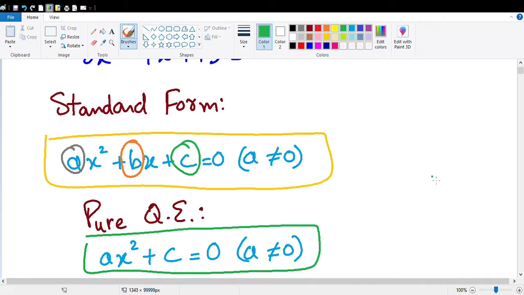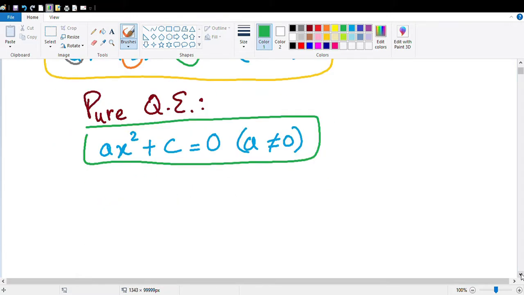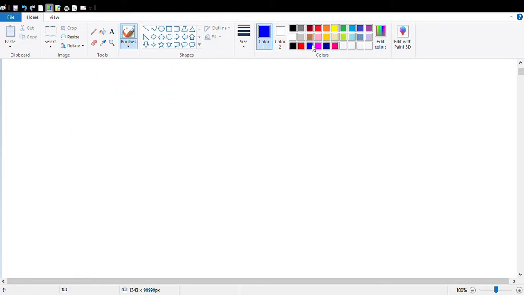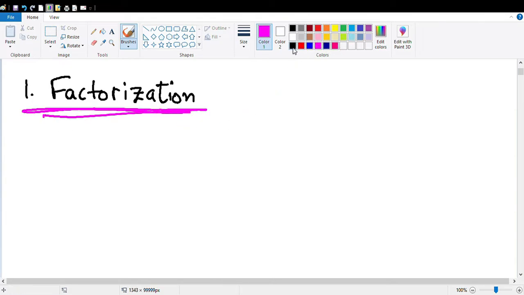Okay, so now we can also solve quadratic equations, right? And there are 3 methods that we're going to be talking about today. The first method is called the factorization method, right? So number 1 is the factorization method. Factorization, right? And what does the word factorization exactly mean? The word means to factorize, and basically that is to find factors, right?